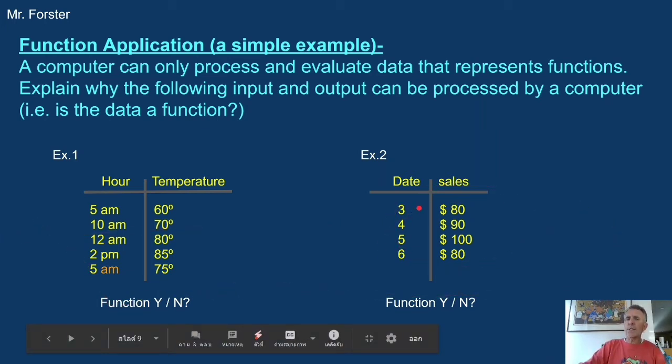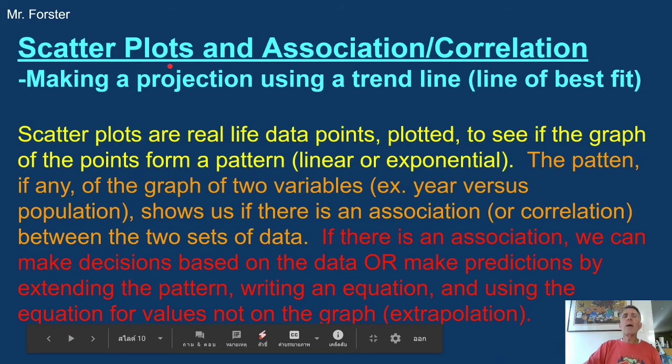And so what about this? The date and the sales. So the 3rd, the 4th, the 5th, and the 6th. Well, we see these repeated outputs, but again, there are no repeated inputs. So on the date, the 3rd, you had $80 worth of sales, and of course, you can have $80 worth of sales on the 6th. So that is, yes, a function. And so look for repeated inputs. Don't worry about repeated outputs. Let's go on here. So that's function.